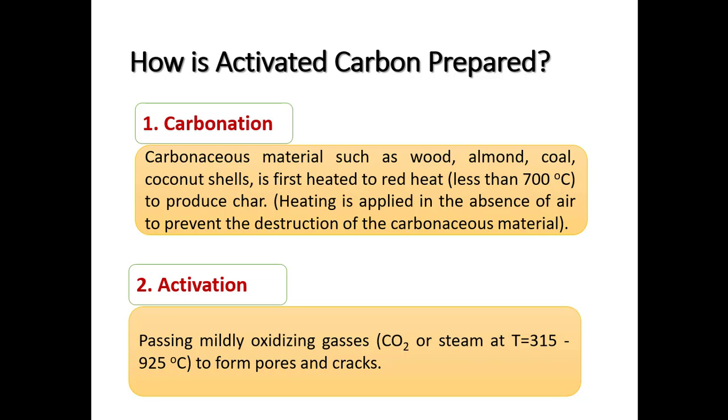The activation process has different methods actually, but the most common one is to pass mildly oxidizing gases, for example CO2 or steam, at temperatures from 315 to 925 degrees. When this oxidizing gas is passed through the char, it will form pores and cracks. These pores and cracks are the enhancement of the char. They are the sites, the locations, where the pollutants will be captured.